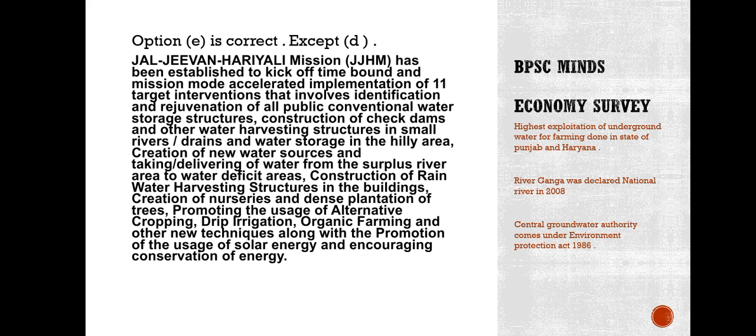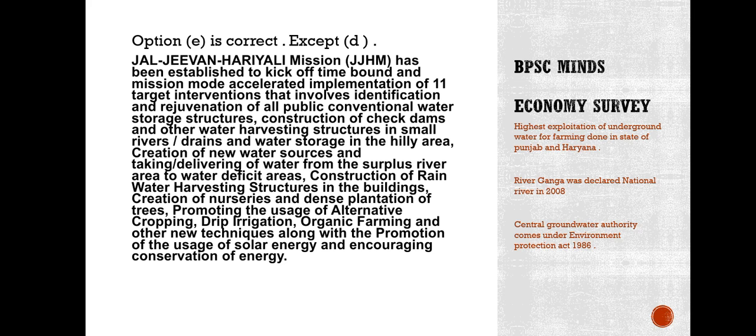So Jal Jeevan Haryali mission has been established to kick off time-bound and mission-mode accelerated implementation of 11 target interventions that involves identification and rejuvenation of all public conventional water storage structures, construction of check dams and other water harvesting structures in small rivers, drain water storage in hilly areas, creation of new water sources, and taking and delivering of the water from the surplus river area to water deficit areas. Construction of the rain harvesting structure in the buildings, creation of the nurseries, and the dense plantation of the trees, promoting the usage of alternative cropping, drip irrigation, organic farming, and other new techniques, along with the promotion of the usage of solar energy and encouraging the conservation of energy.